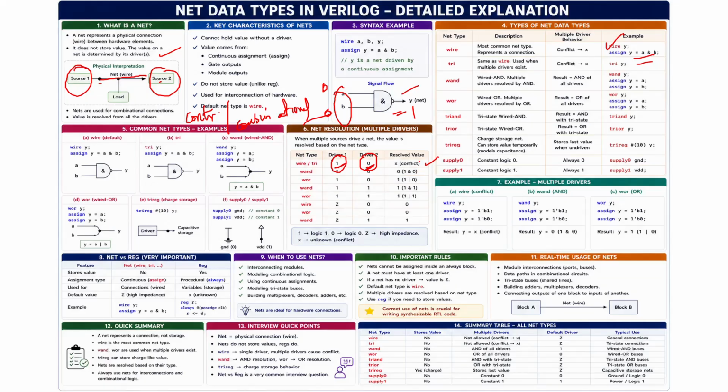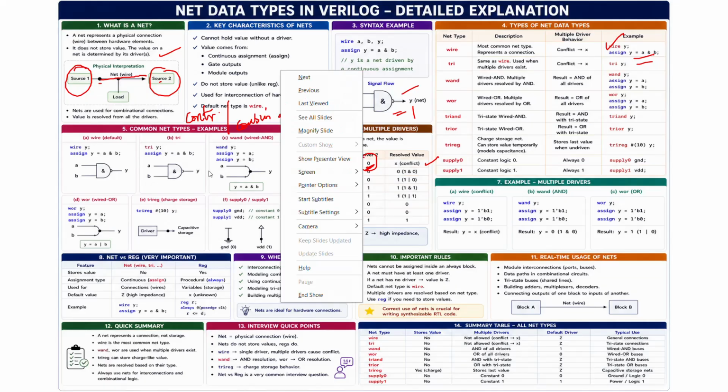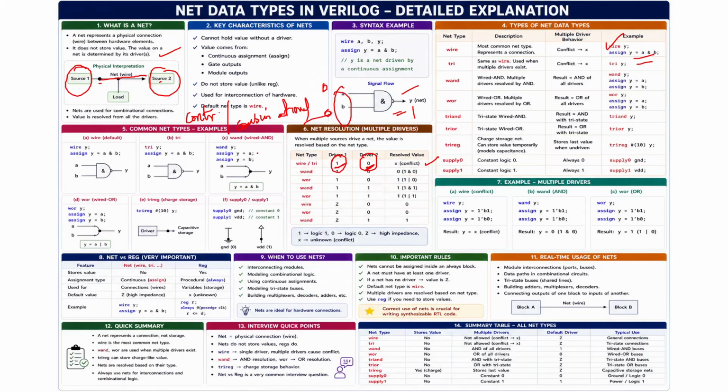If you are getting some conflict, it means you are driving immediately. See, assign y equal to a. While getting that, this is the conflict represented: y equal to a, y equal to b. Both are driving at the same time. Which value do I need to take here? Which value do I want to take here, supply 0 or supply 1? Then I'm getting some conflict.